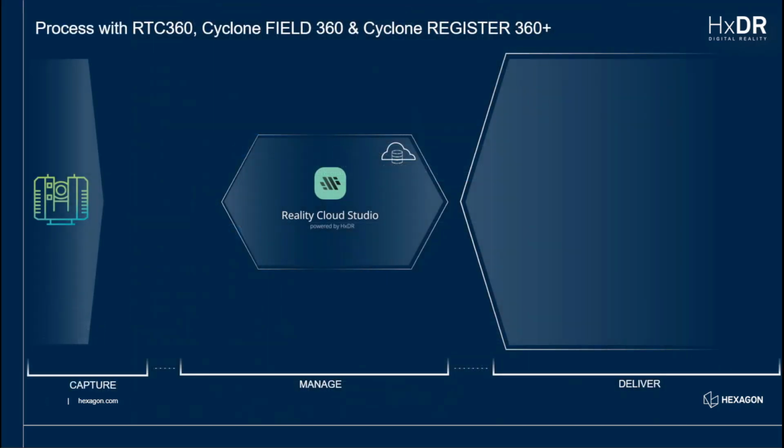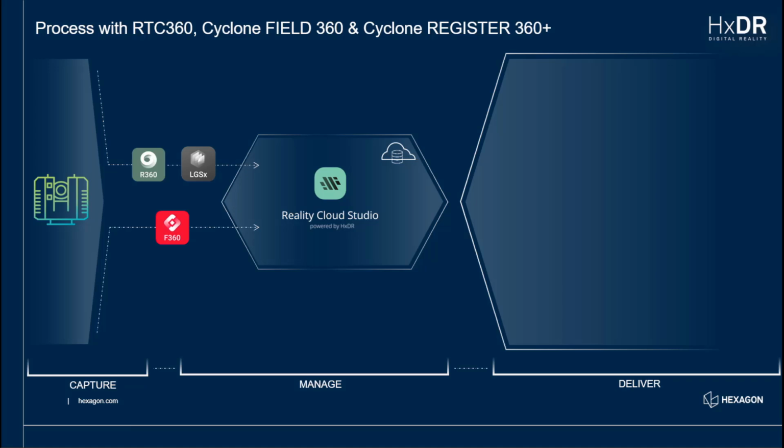So again, looking at the RTC 360 process you've just seen with Field 360, Reg 360, we break this down into what we call capture, manage, and deliver, that you can see at the bottom of the screen here. So we capture our data, in this case with the RTC. Now, as I said, one route is to go from Field 360 straight to the cloud. Another route is to go through Register 360, generate an LGSX file or an E57 or an LAS, and upload that directly to Reality Cloud Studio.